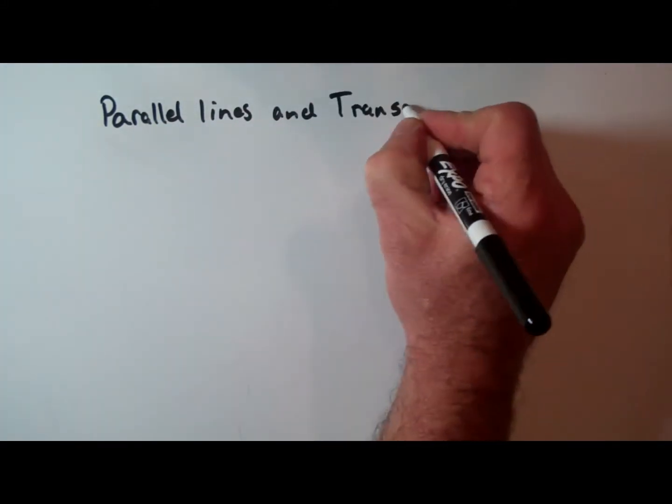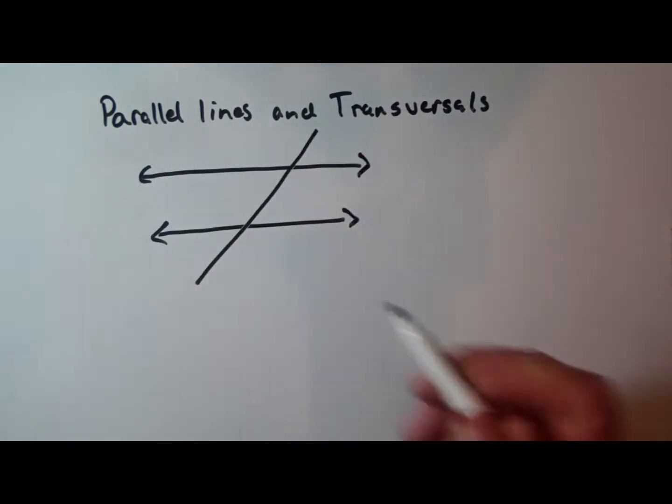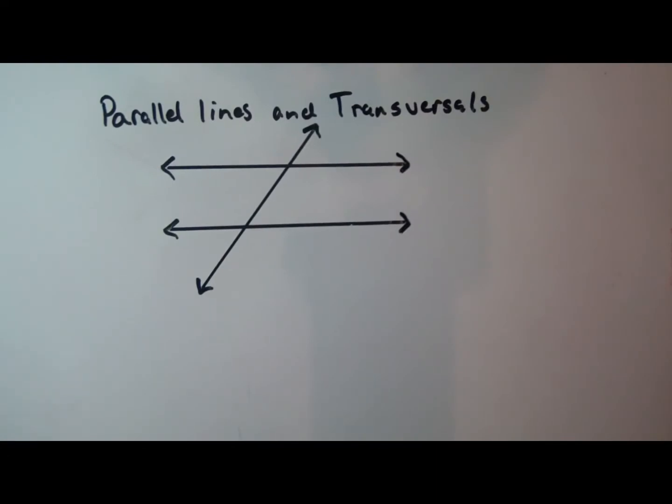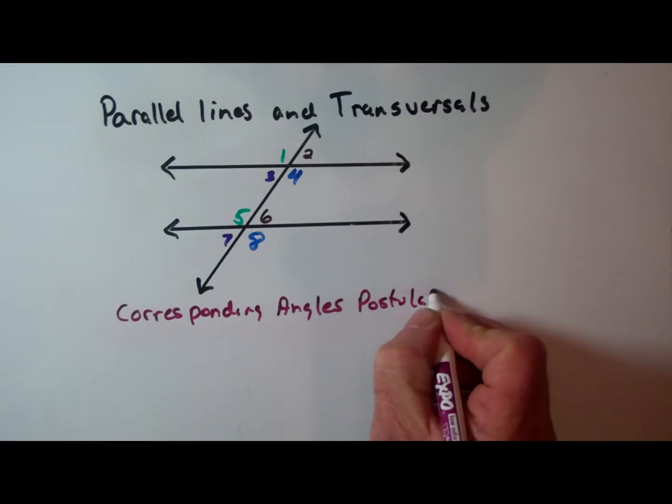Parallel lines and transversals. Here are two parallel lines crossed by a transversal, nice and straight. Now if I get some numbers in those angles, there we go. Now let's begin. The first thing I'm going to talk about is the corresponding angles postulate.